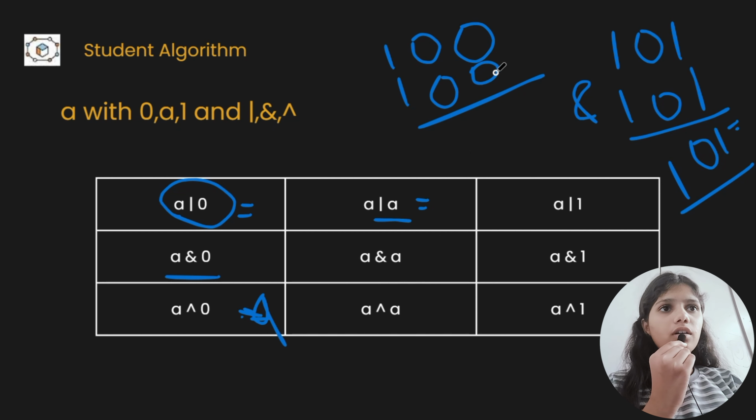We have 0 and 0, that will be 0. 0 and 0, that will be 0. 1 and 1, that will be 1, right? So that will be equal to A, right?